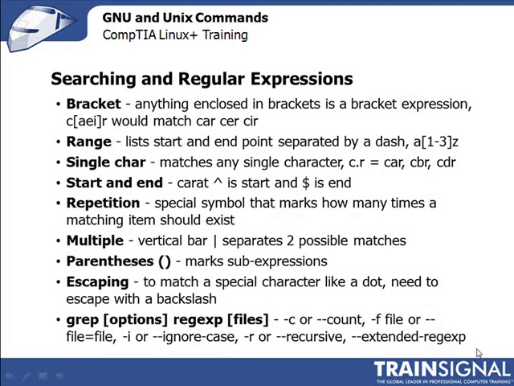So, for example, if we had the characters A, E, and I enclosed in brackets between a C and a trailing R, this would match CAR, CER, and CIR. The next is a range, and that's included inside brackets, but is separated by a dash. The single character is represented by a dot and matches any single character in a group. For instance, C.R is equal to CAR, CBR, or CDR. The start of a line is indicated by a caret symbol, and the end of a line by a $ sign.